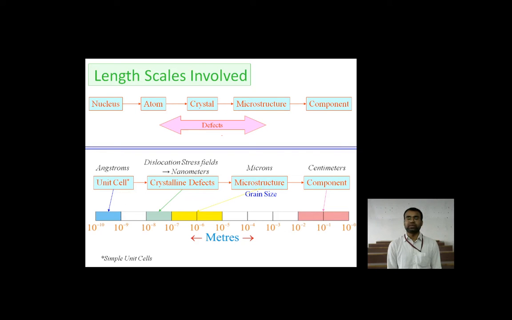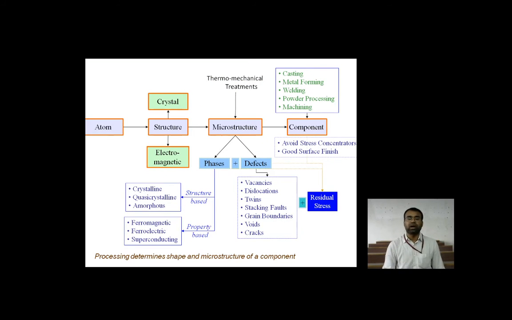And the component, which is defined at the centimeter level, that is 10 to the power minus 1, all are defined by the length scale. That is how the material is built, and the material can be analyzed at various scaling levels. That is how we can examine the structure of the material, how it is behaving and how it is working. So starting from the nucleus, the atom, the structure, microstructure, and the component, that structure is related to the crystal structure and the electromagnetic structure.